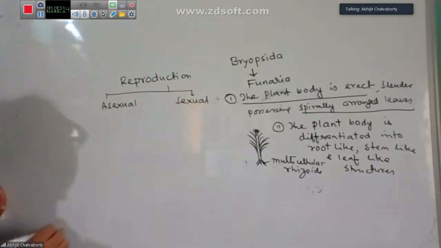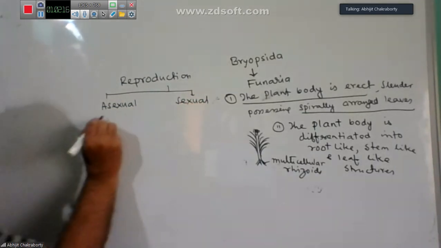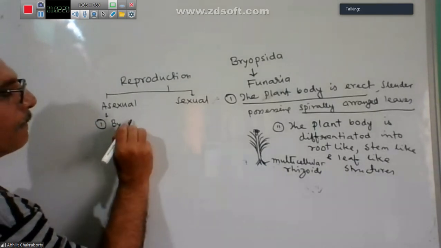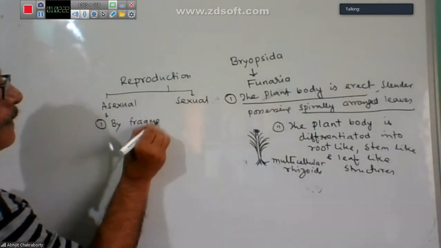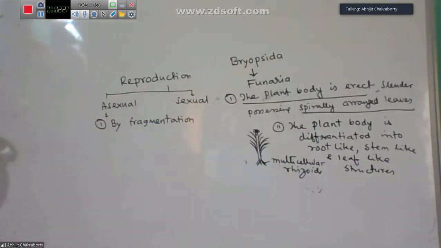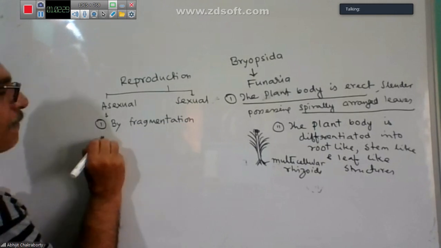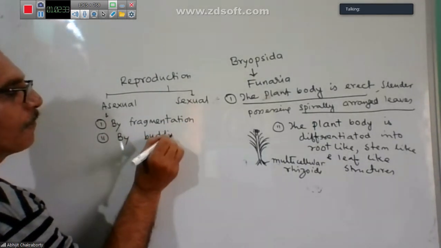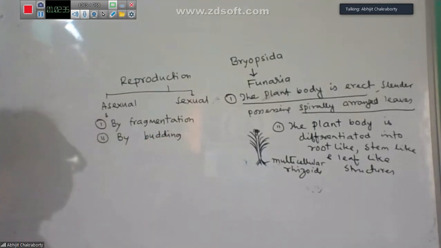Asexual and sexual. By fragmentation. By budding also. So they can reproduce by two means, by fragmentation and also by budding. Is it clear to you all?